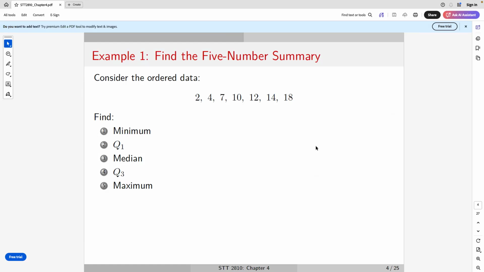And so this is an example here. I want you to find a 5-number summary. In this class, you can use StatCrunch. So why don't you go in StatCrunch, put in these numbers, and then find a 5-number summary.